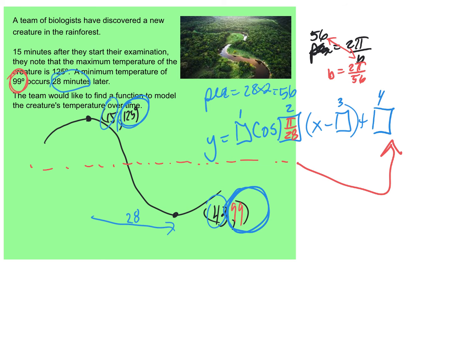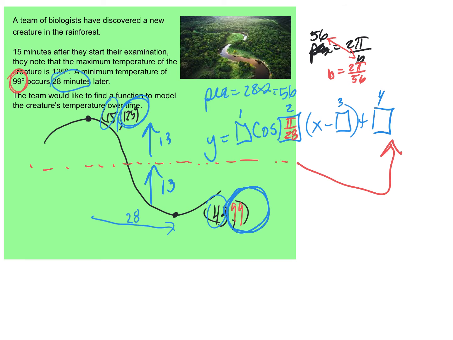Oh, you were going to use the x numbers. Okay, so 125 and 99. How far apart are they? And then let's cut that in half. So then it's 13 to here, and another 13 to here.